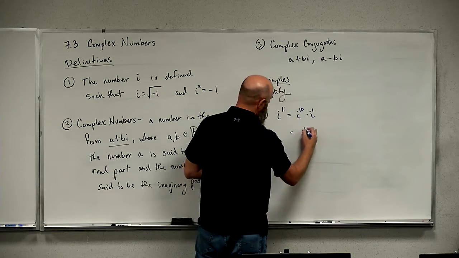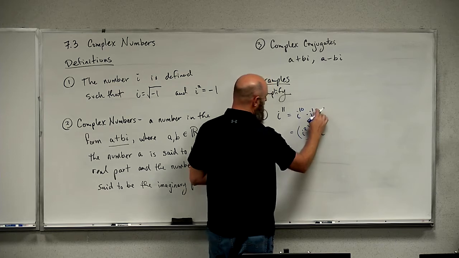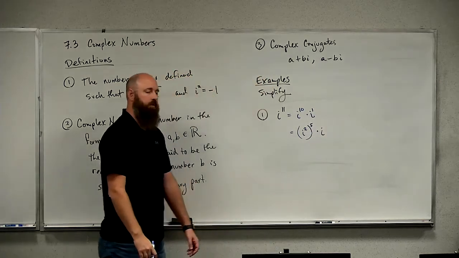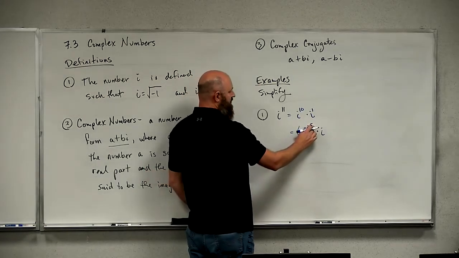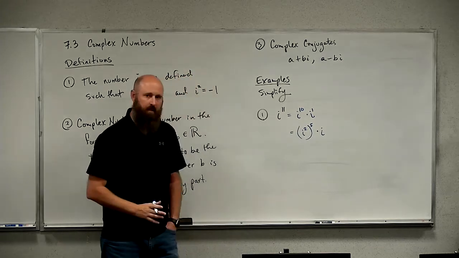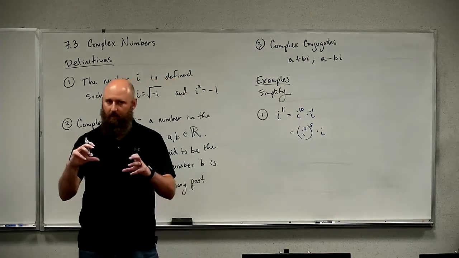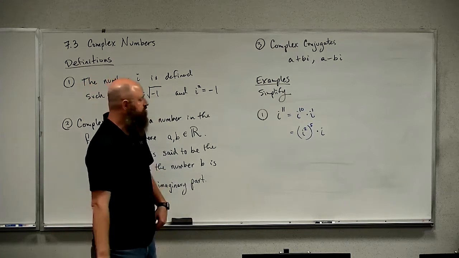Well, that means it's i squared to the 5th power, and then we still have this i on the outside over here, okay? Now again, let's look at that math. 2 times 5 is 10, plus 1 is still i to the 11th. So our math is still there. We're just separating pieces out so we can do things with it, okay?